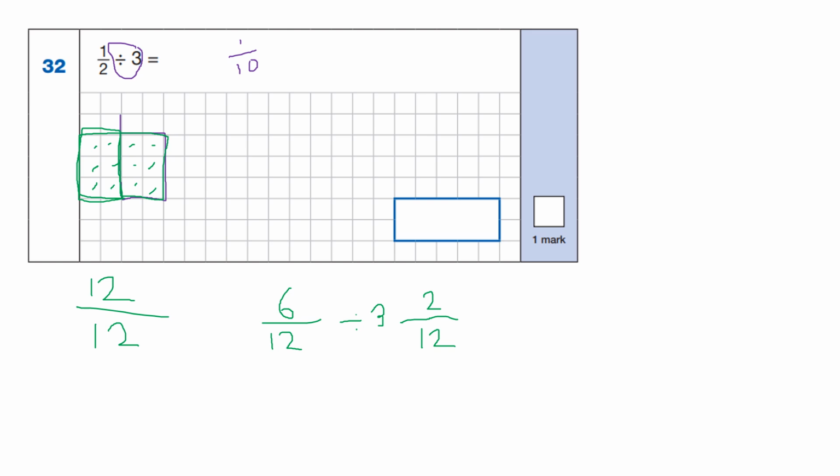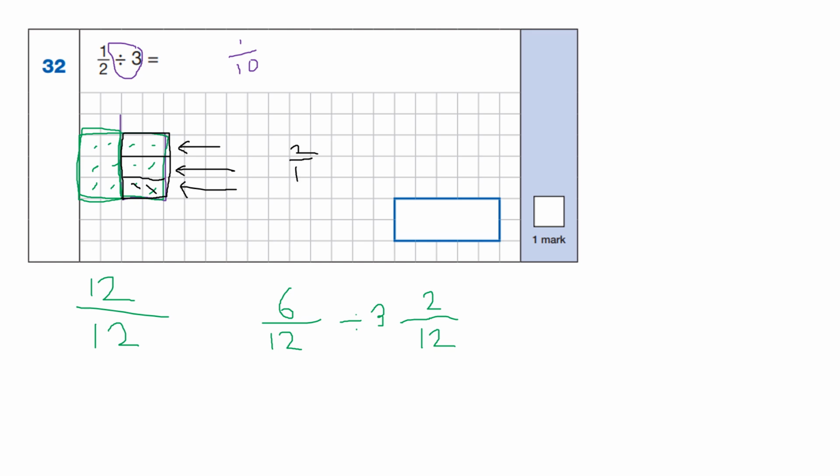So here's my half a cake. Okay, I'll put it in black this time so you can see here's my half a cake. I'm dividing it into 3 equal pieces. Here's piece 1, here's piece 2, here's piece 3. There are 3 equal pieces. What size is the piece? Well, it's 1, 2 twelfths in each piece.